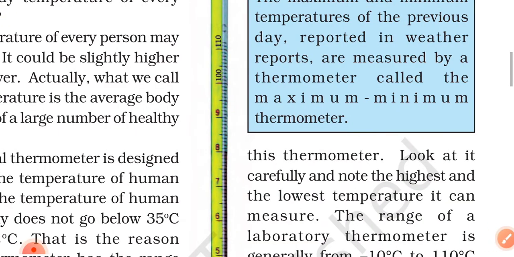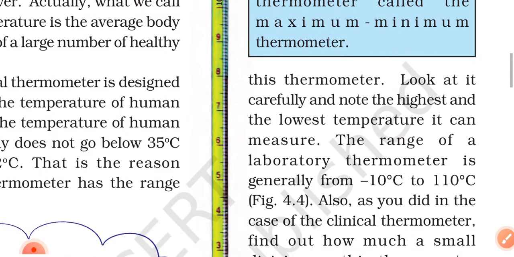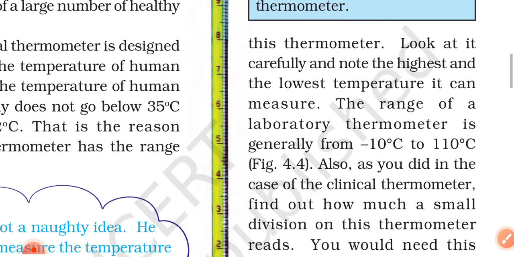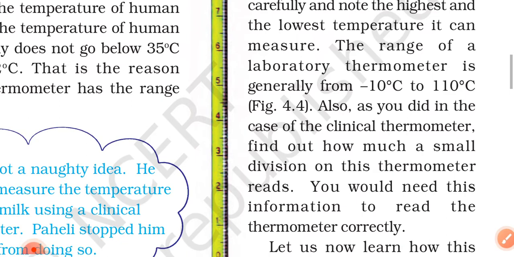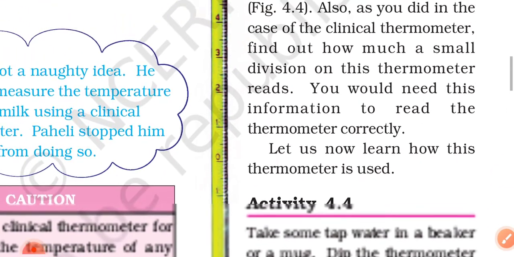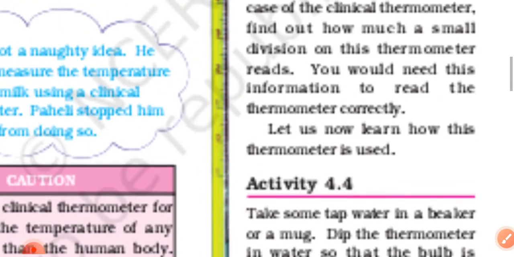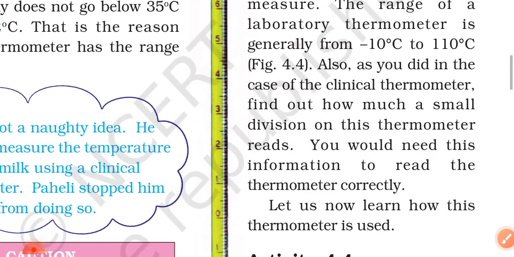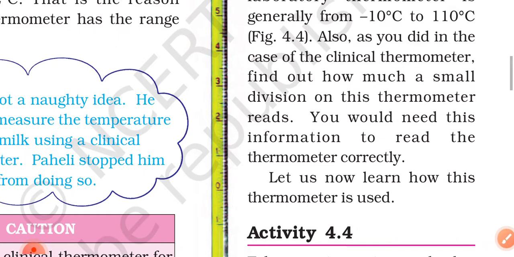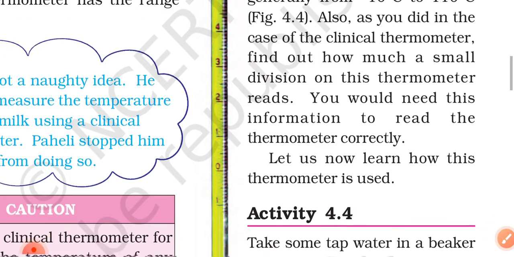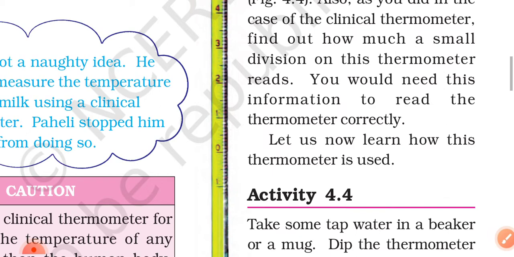this thermometer. Look at it carefully and note the highest and the lowest temperature it can measure. The range of a laboratory thermometer is generally from -10 degrees C to 100 degrees C. Figure 4.4. Also, as you did in the case of the clinical thermometer, find out how much a small division on this thermometer reads. You would need this information to read the thermometer correctly.